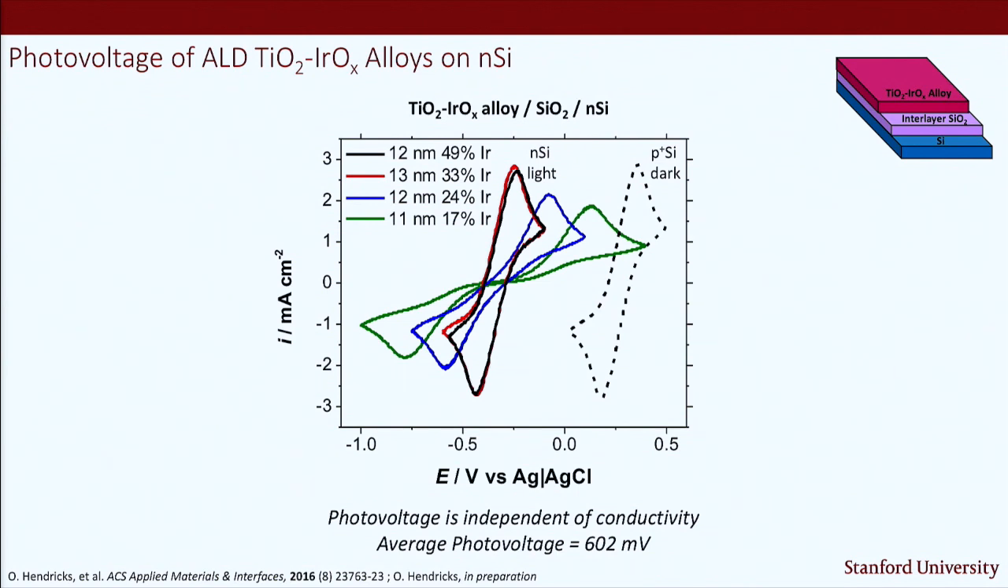And what we see is two things. The photovoltage is independent of the amount of iridium in the film, which means it doesn't take much iridium to set that high work function that we need. And also, we're getting really high photovoltages, over 600 millivolts. And this is really good for just this simple silicon MIS junction. So this was a very exciting result.